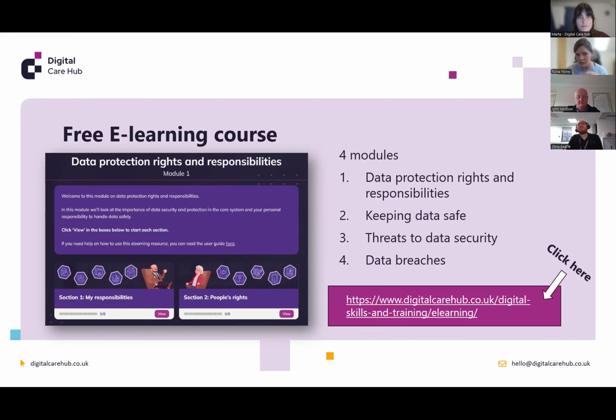It can be done in bite-sized chunks. It's certificated so that you can keep track of it as managers, and it's really brilliant. So take a look at that, because if your staff are doing that, then they will have a really robust foundation of what they need to know, and it sort of fits with your DSPT compliance around appropriate training. So take a look at that if you haven't already.